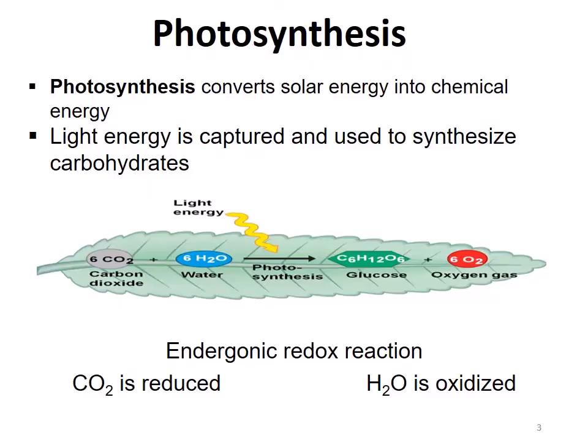This is an inorganic redox reaction. So we've got carbon dioxide and water, and then the energy that's required comes in the form of light energy, and with the help of some enzymes and some specific structures in the cells, you get glucose and oxygen. So carbon dioxide is reduced and water is oxidized in this reaction.